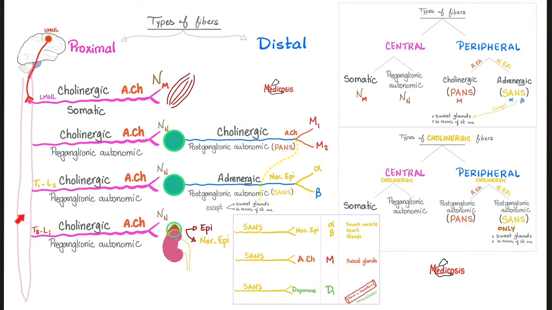This is your brain and spinal cord. We call them central nervous system. There are some nerves that will supply skeletal muscles. These are cholinergic nerves. Why do you call them cholinergic? Because they secrete acetylcholine. And what's the name of the receptor on the skeletal muscle? Nicotinic sub-M. M for muscle. This was somatic, meaning voluntary.